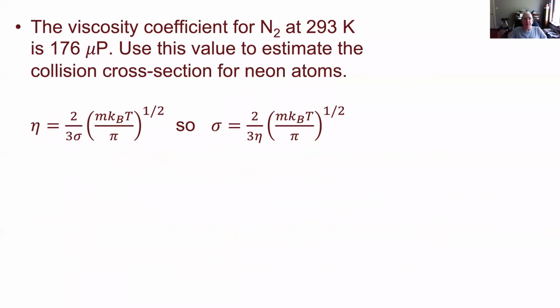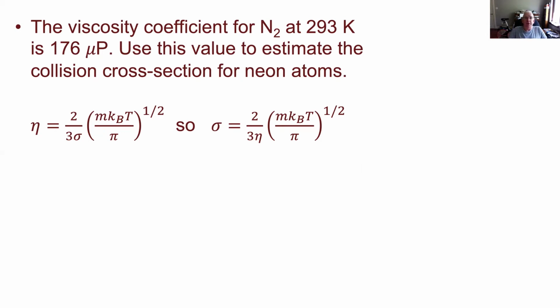I'm going to do a quick calculation here, partly to point out some strangeness in units associated with viscosity. So the viscosity coefficient for nitrogen is given here, 176. That unit is micropoise. And the poise is a somewhat peculiar unit because it's based on CGS units and not on SI units. And so that gives us a somewhat unusual conversion factor for that one.